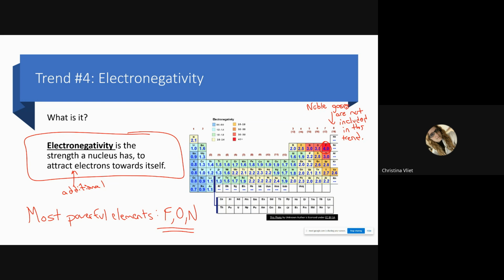And so noble gases are specifically not included in the trend for electronegativity. That's why I said you may want to go ahead and memorize the most powerful elements in this order: F-O-N. This is going to be important because when you learn about a concept called hydrogen bonding, which you might have heard of in biology, hydrogen bonding actually also incorporates the 3 most electronegative elements when they're bonded and connected to hydrogen. We're going to learn about that at the tail end of the unit, the beginning of the unit.